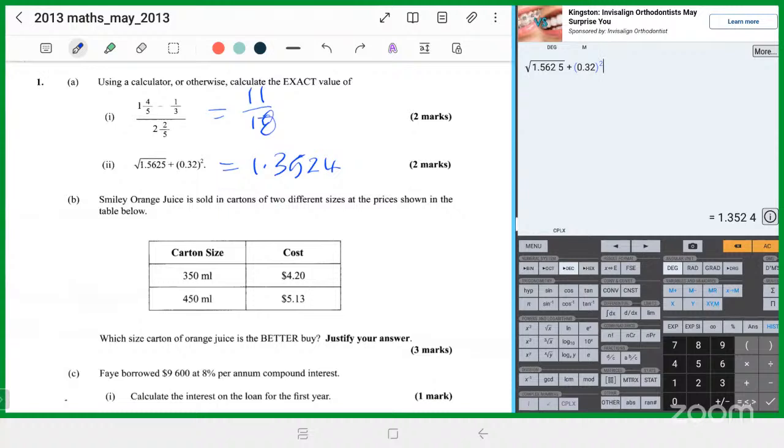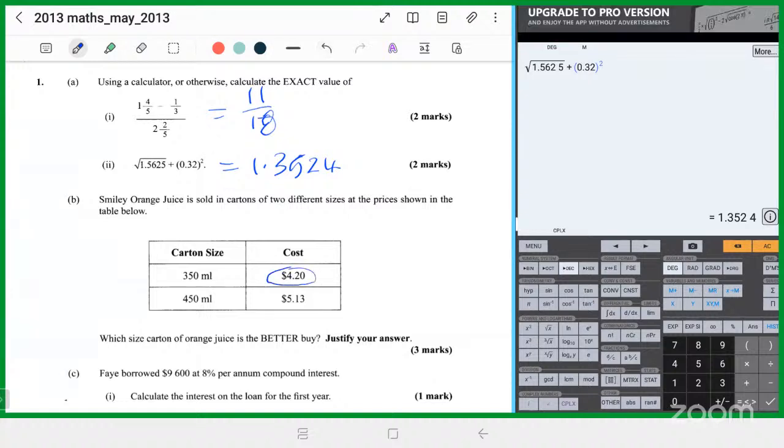All right, so we can basically do it like a ratio. So this amount is for this. I want to see how much it will be for $1. You're going to divide by this 4.20 to get it down to $1. You divide this by the same 4.2 to get it down to $1.